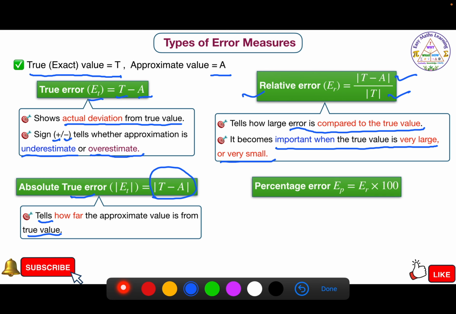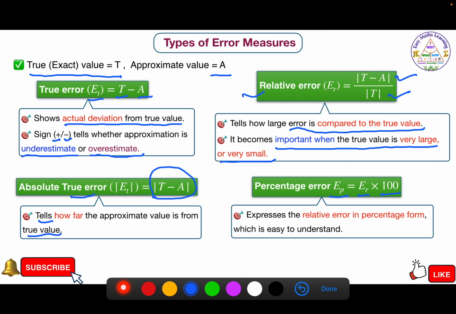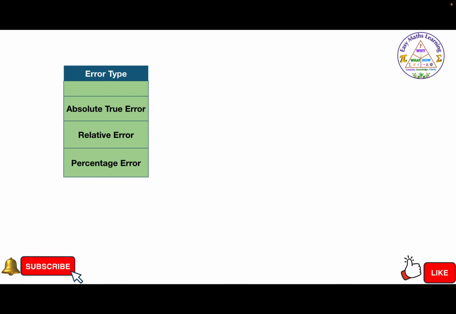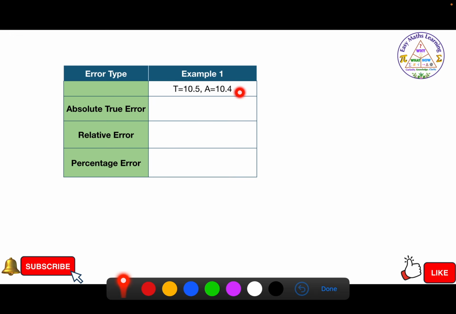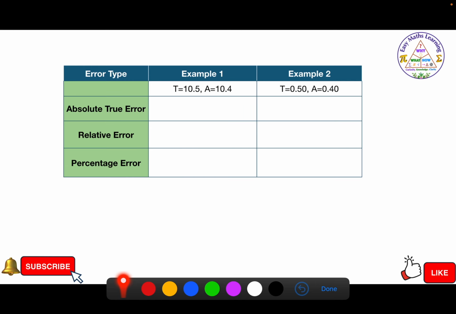Finally, we have percentage error, which we denote by EP, and it is defined as ER multiplied by 100. Percentage error gives the relative error in percentage form, which is very easy to understand and useful for comparison purposes. Now let us discuss two examples. In the first example, the true value is 10.5 and the approximate value is 10.4. In the second example, the true value is 0.5 and the approximate value is 0.4.